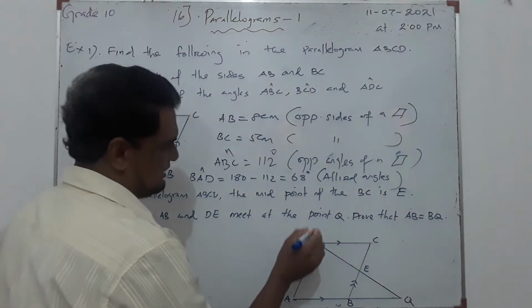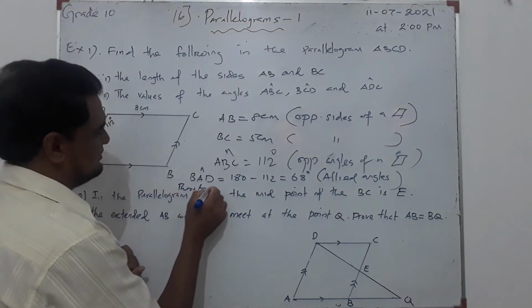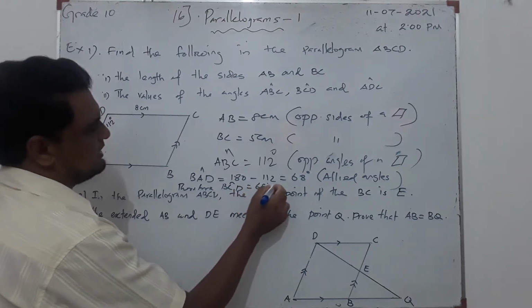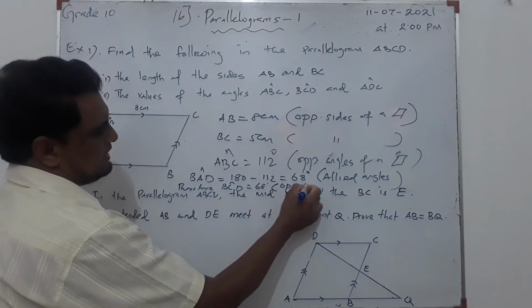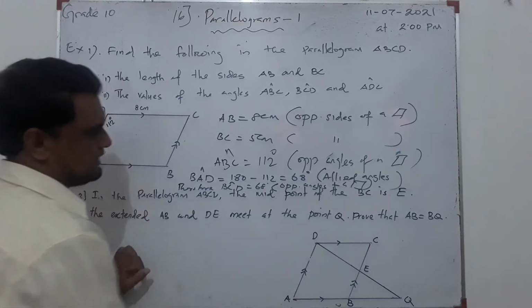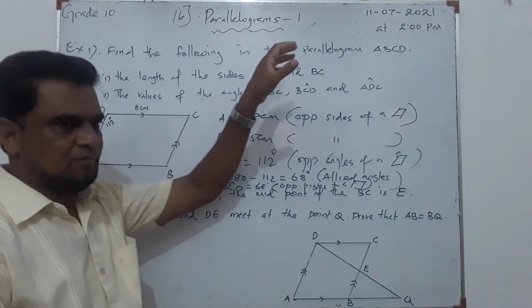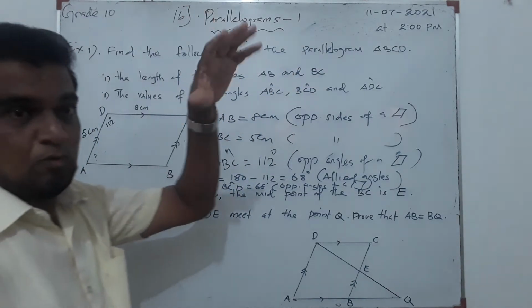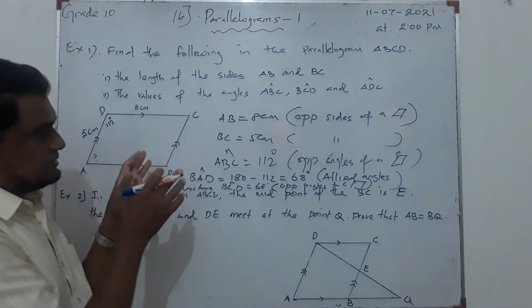Now we have found the angle at the point A, so we can find the BCD also, right? Therefore BCD angle is equal to 68 degree. The reason is opposite angles of a parallelogram, okay? So please now write it here, using the first theorem of the parallelogram that I taught in the previous video clip. Now you are very clear on all this matter. Please write it down.